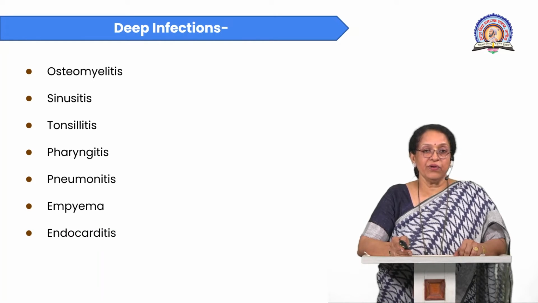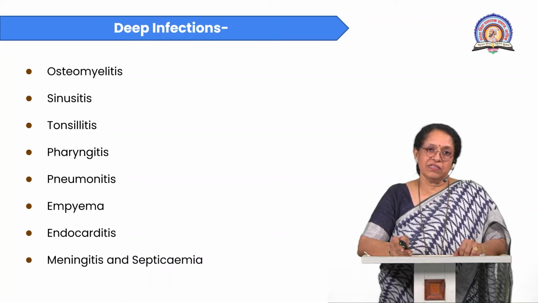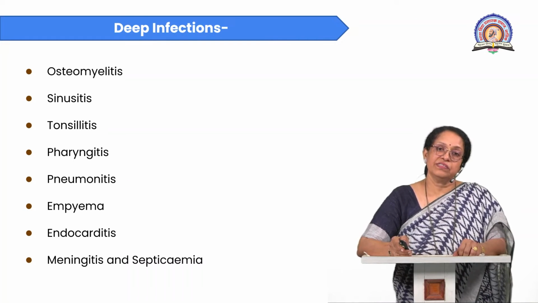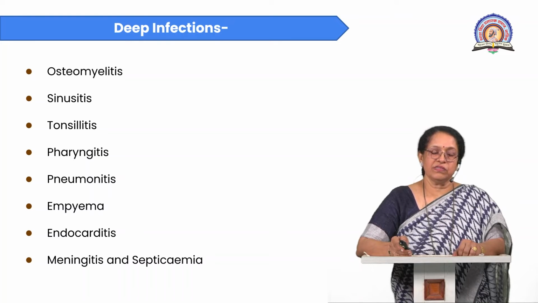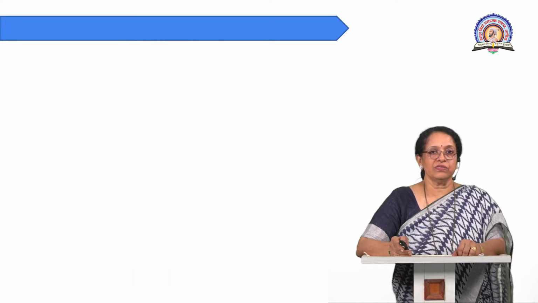Then there is endocarditis, that is inflammation of the endocardium by the microorganism. And lastly, meningitis and septicemia. That is involvement of the central nervous system, because of which there is septic formation in the body, so septicemia.